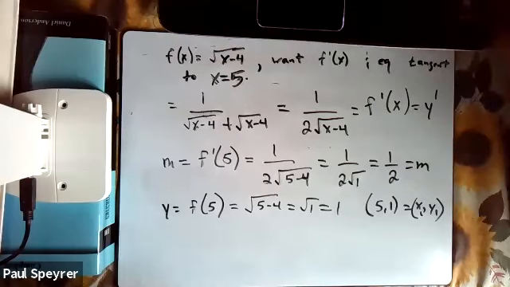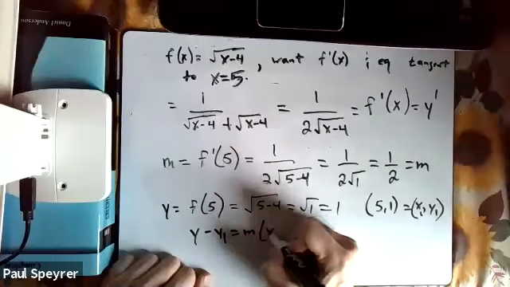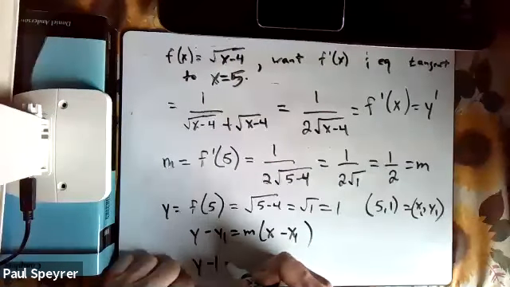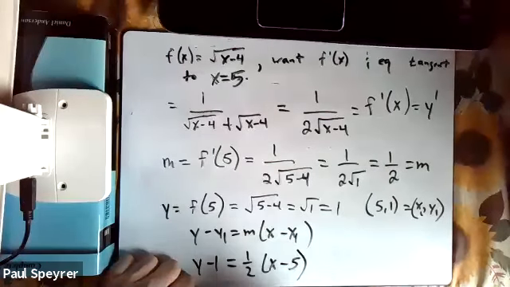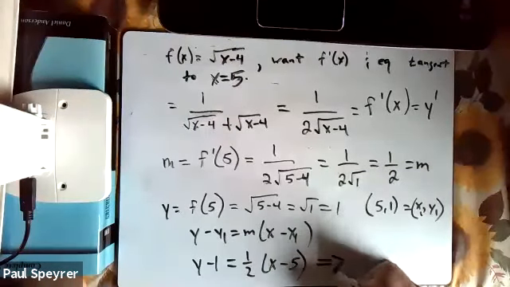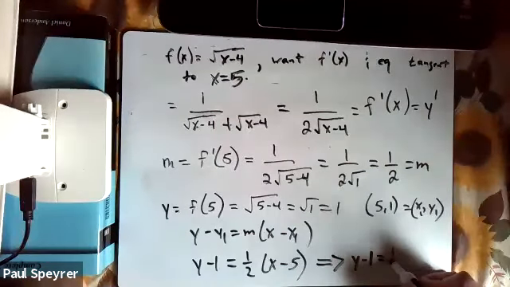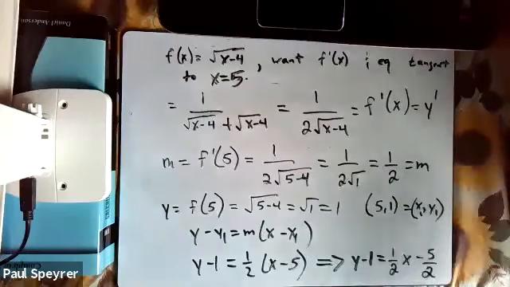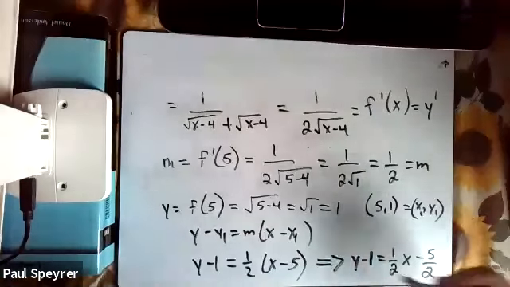Now, where to go from here? Well, point slope time, right? Got this. Now, in this instance, we have y minus 1 equals a half x minus 5, right? So we simplify this. We get y minus 1 equals 1 half x minus 5 halves. And then from there, we're going to add 1, correct, to both sides.